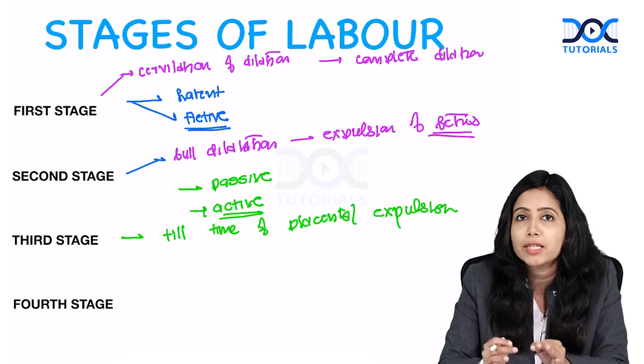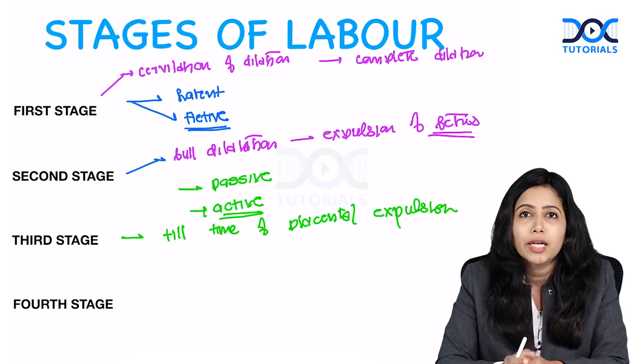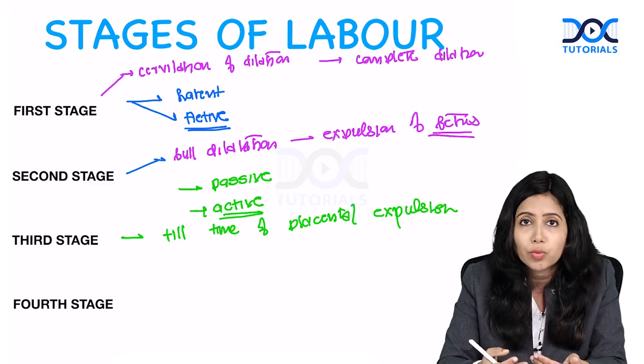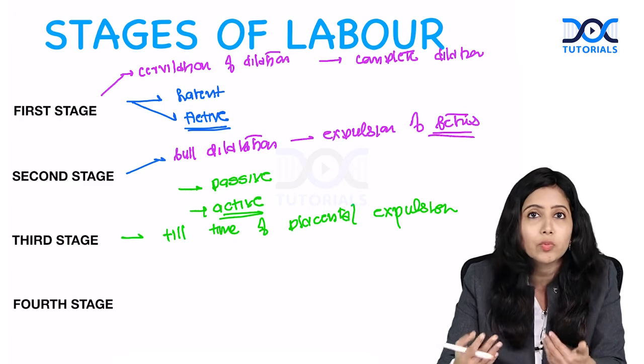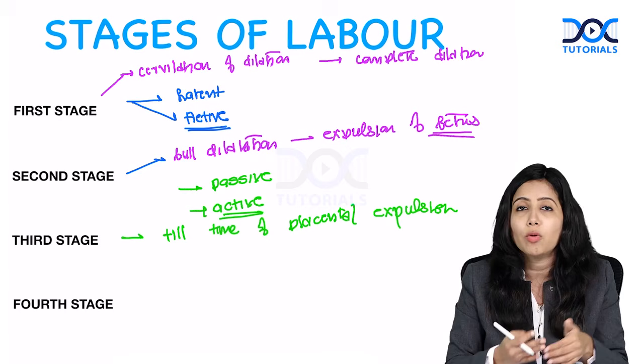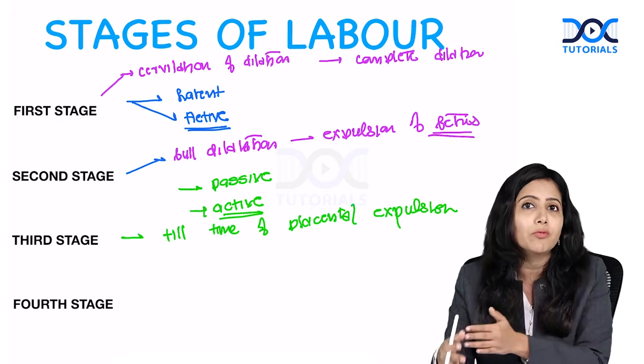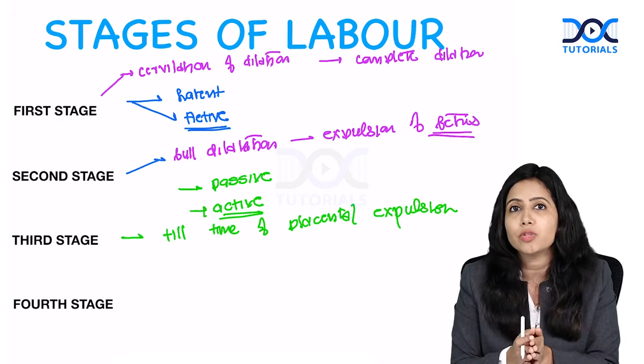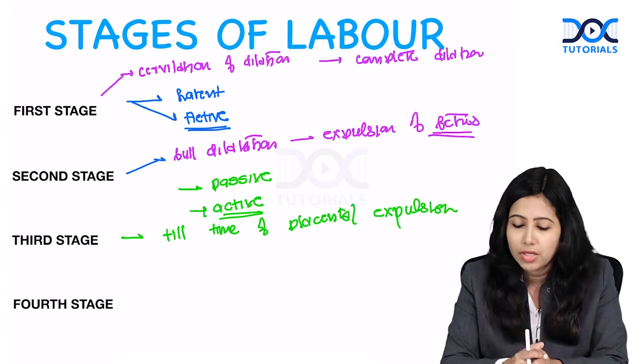So in this fourth stage, we actively monitor the patient. If she develops any complication, we would be assessing the tone, whether it is well retracted. We assess her blood pressure, vitals, we check the BP, and this is considered to be the fourth stage of labor. Alright.